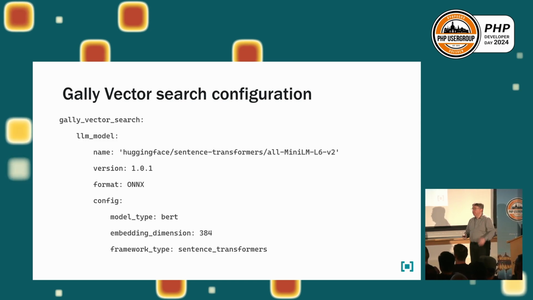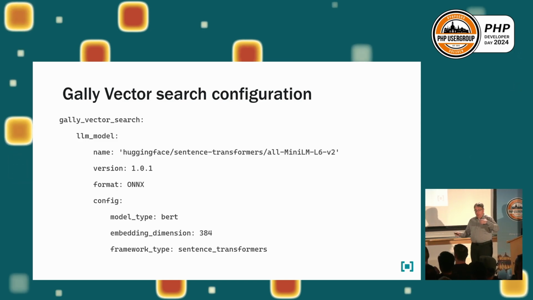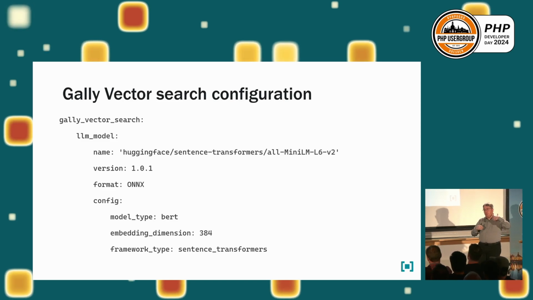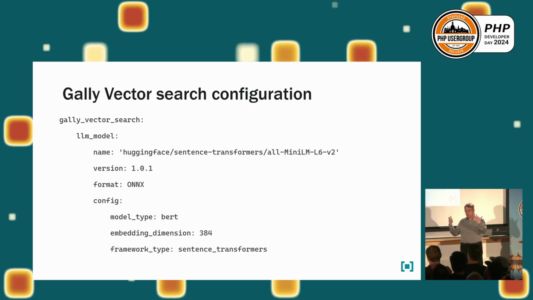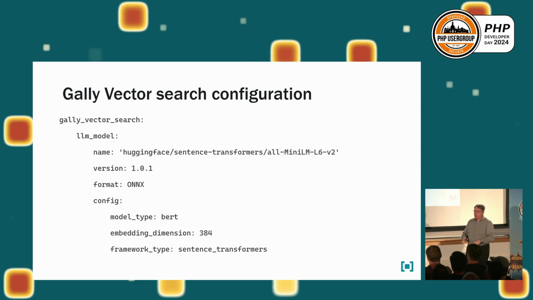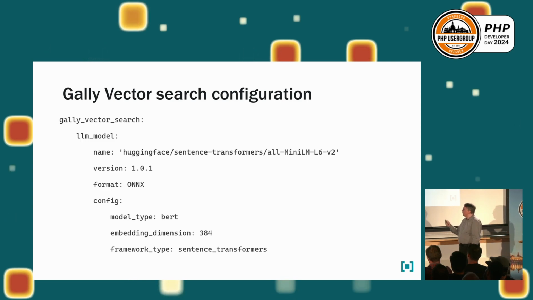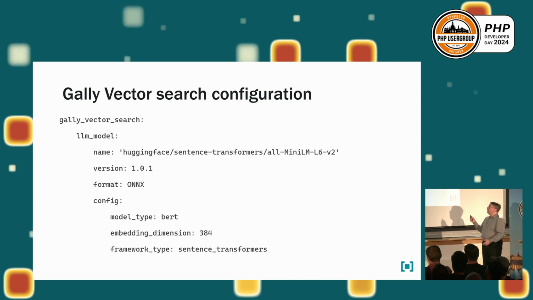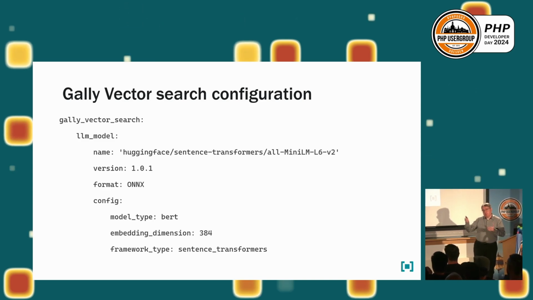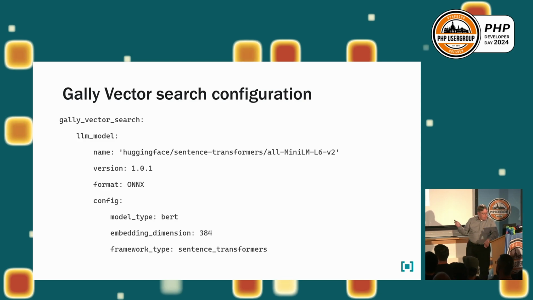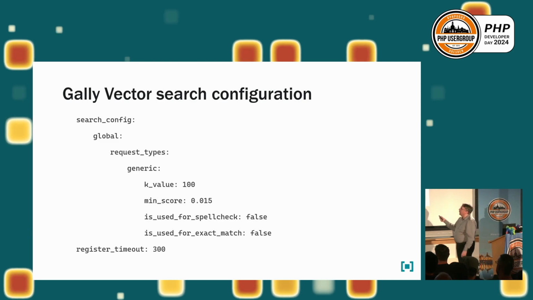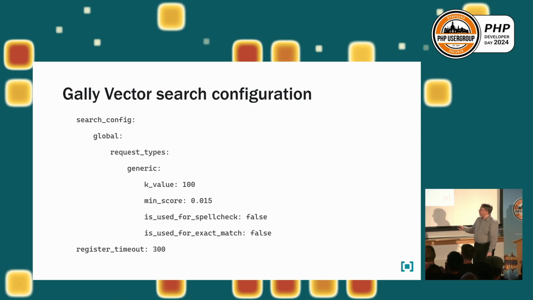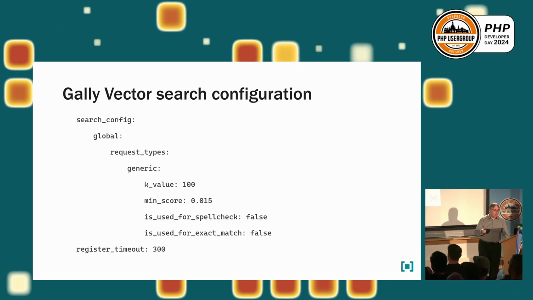Let's say I have a blog about a very specific topic, and people have some very specific search terms, and I want to make sure that the relations between these terms are exactly how I want them to be. I can build my own model and then just use it here, and that probably has some better search results than these standard models. Again, you can configure k-values, minimum score, spell check, exact matches, and stuff like that.